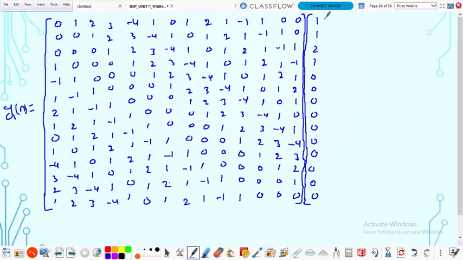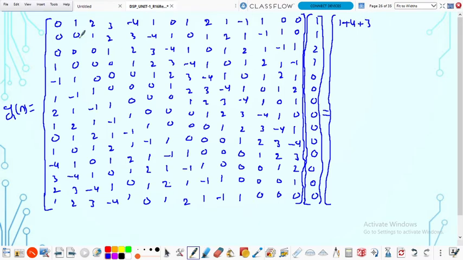So multiplying x1 of n with h of n, we get matrix multiplication. 0 into 1, 0 plus 1 into 1, 1 plus 2 into 2, 4 plus 3 into 1, 3 plus 1 into 0. So after multiplying we get 1 plus 4 plus 3, 0 into 1, 0, remaining all are 0.